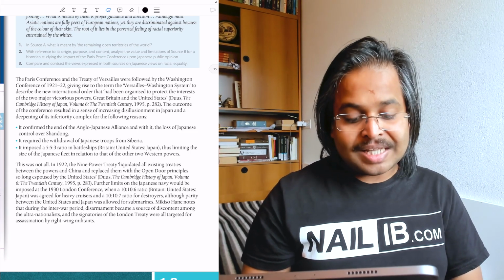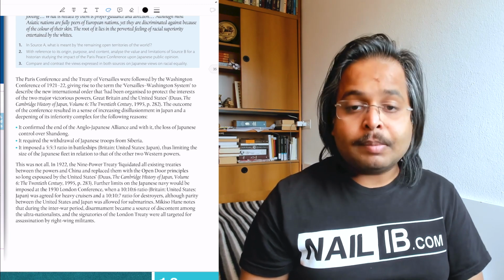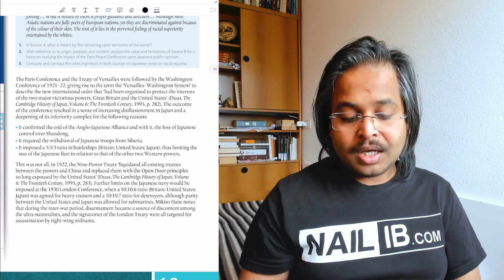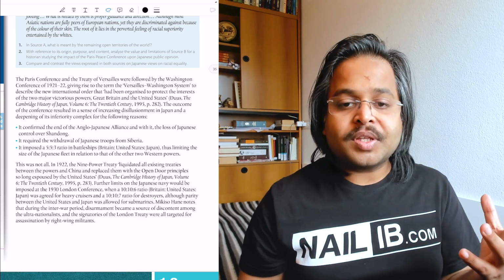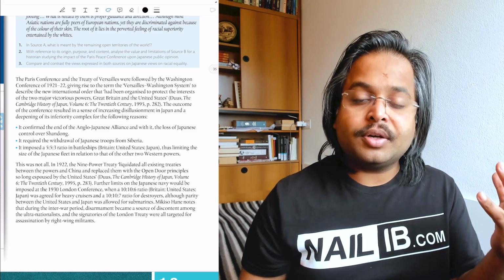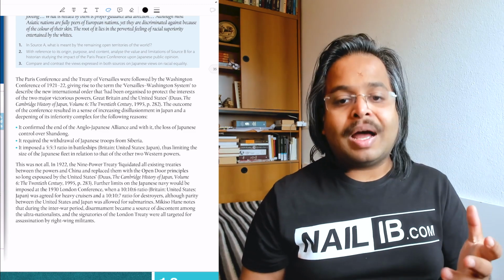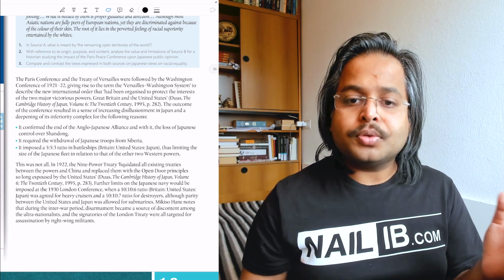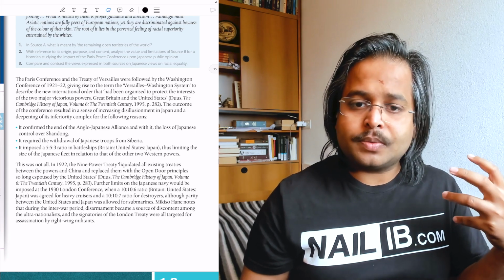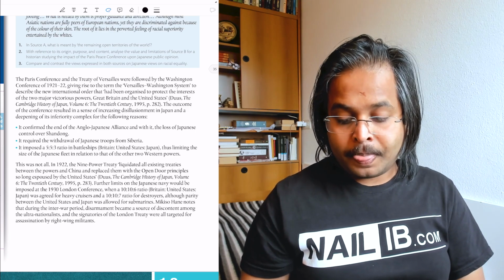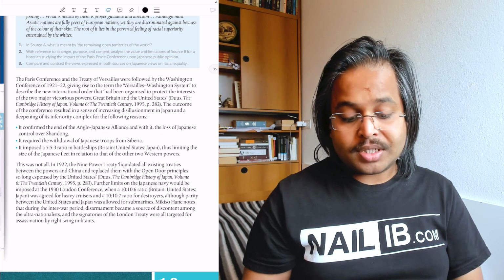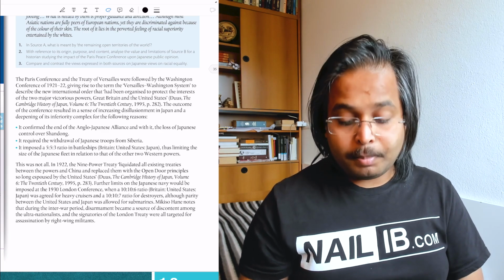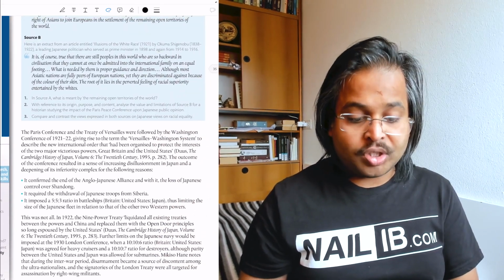Michiko Hane notes that during the interwar period, disarmament became a source of discontent amongst the ultra-nationalists. So this entire idea that you should disarm, this is of course something that will happen in Germany as well, the entire idea of the disarmament conference, but that also happened in Japan. There's a very famous David Low cartoon which shows how the Japanese were not interested in disarming at all. This became a source of discontent among the ultra-nationalists, and the signatories of the London Treaty were all targeted for assassination by right-wing militants. So there's a very clear idea that these are people who have done extreme wrong.